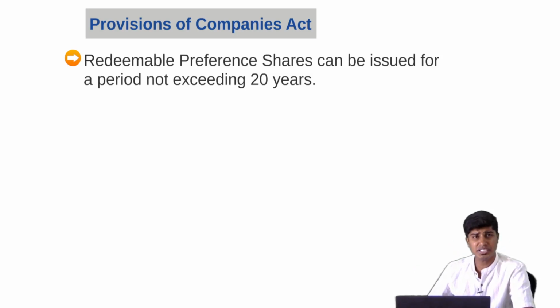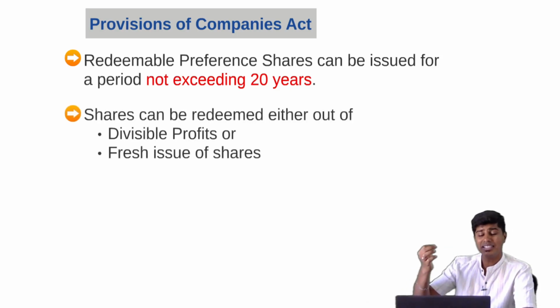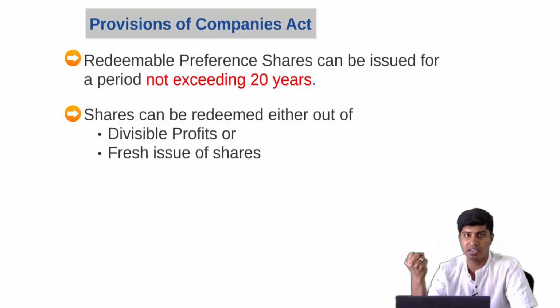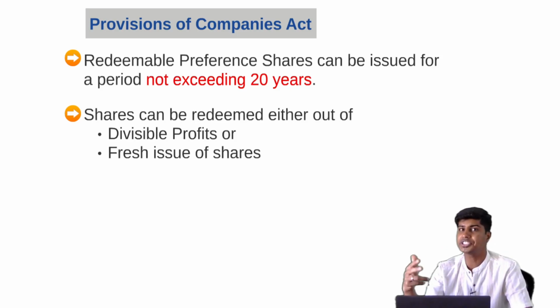So all the preference shares issued are redeemable within a period of 20 years from the date of issue. So 20 years is a very key point that you should know. The second important point you need to note is that the shares being redeemed can be either out of the reserves of the company, that is the existing funds, or out of the money that is raised by a fresh issue of shares.